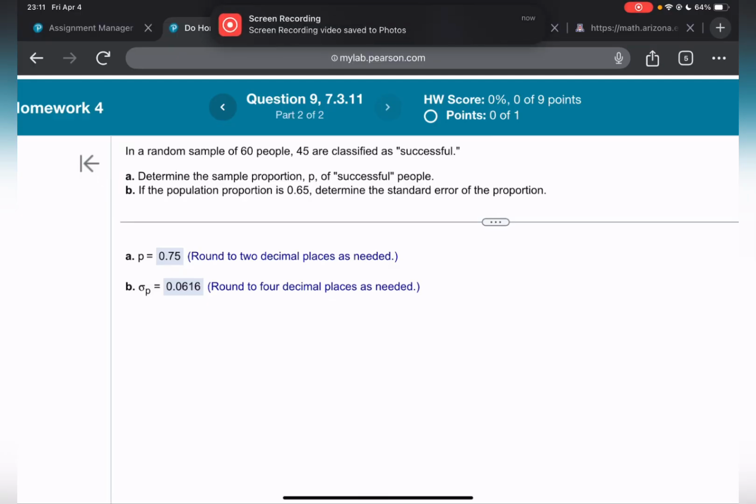That's okay. So question number 9, what do we have? In a random sample of 60 people, 45 are classified as successful. So determine the sample proportion.